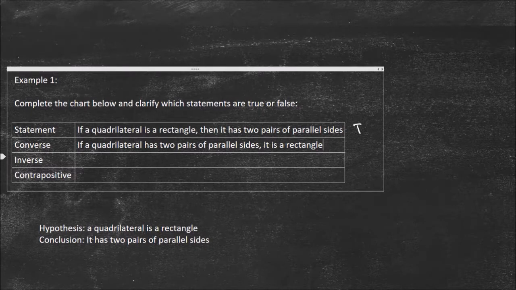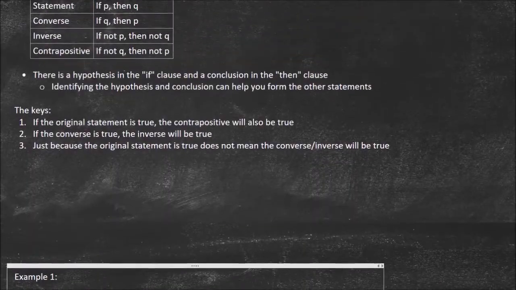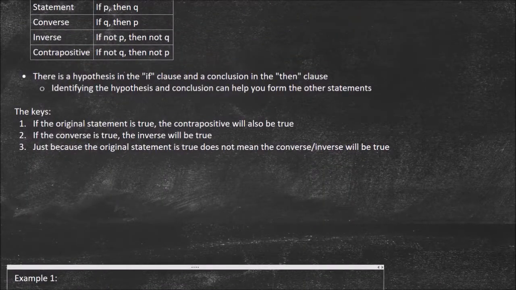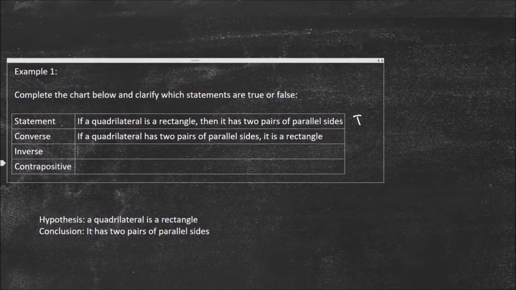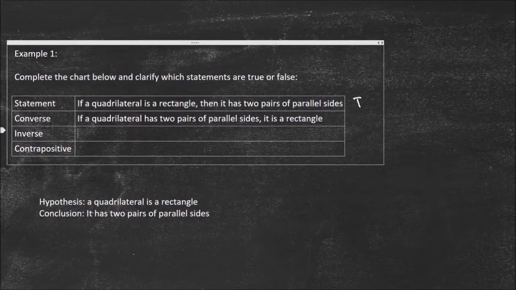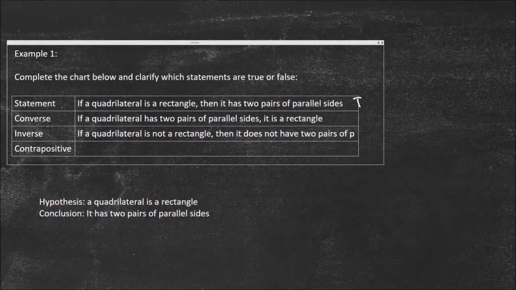Now we need to do the inverse. Remember, let's think about what this one is. Well, it says if not P, then not Q. So now that is when we take the negative of the first statement. So if a quadrilateral is not a rectangle, then it does not have two pairs of parallel sides.